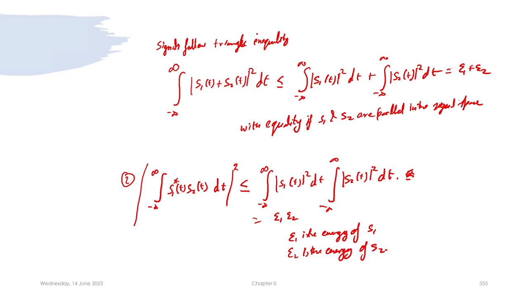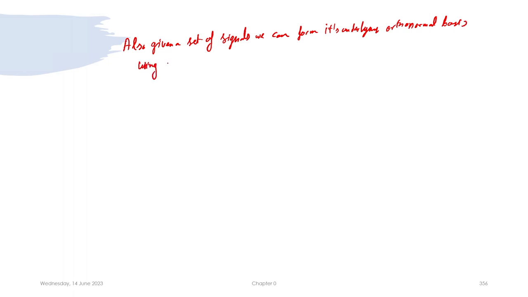As a side note, given a set of signals, we can form its underlying orthonormal basis using Gram-Schmidt orthogonalization.